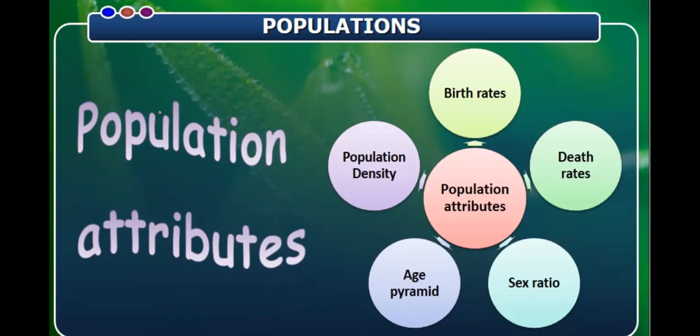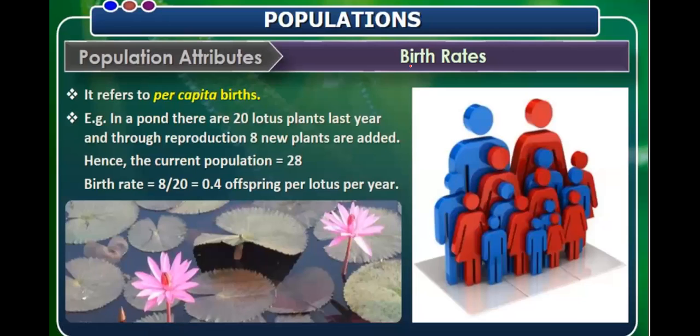Population attributes. So what does a population have? Birth rate, death rate, sex ratio, age pyramids, and population density. So these are the five attributes of population: birth rate, death rate, sex ratio, age pyramids, and population density. Now we study what is birth rate.